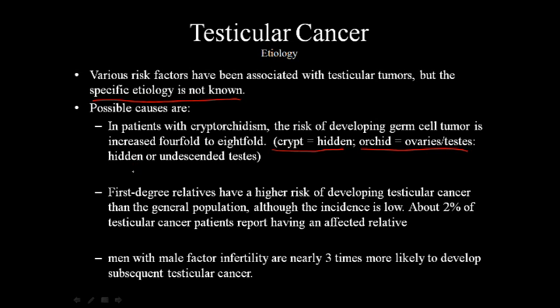First-degree relatives have a higher risk of developing testicular cancer than the general population. Although the incidence is low, about 2% of testicular cancer patients report having an affected relative. So there is some degree that if someone who is very closely related to you has testicular cancer, then there is a possibility that you could have it as well. Men with male factor infertility are nearly 3 times more likely to develop subsequent testicular cancer. And so there has to be a reason for the male infertility, and because of that, they have an increase in the risk of testicular cancer.